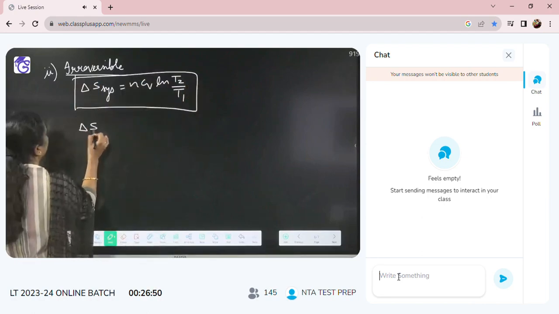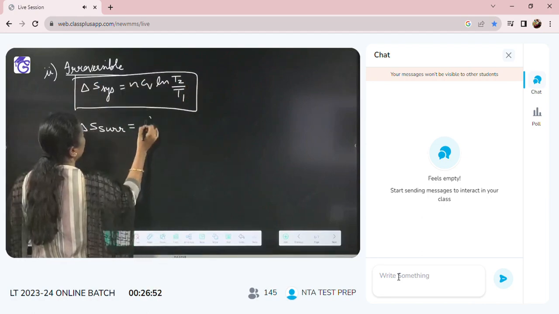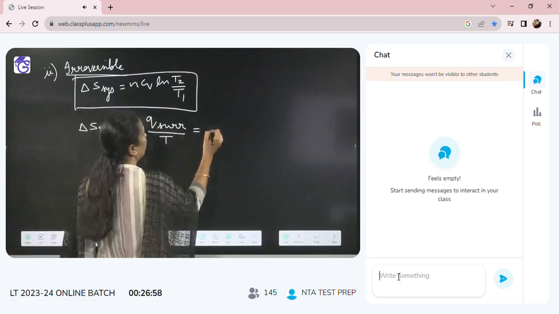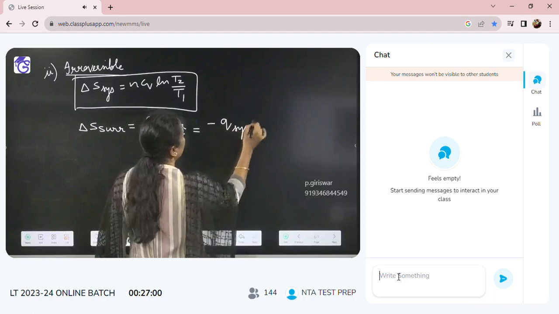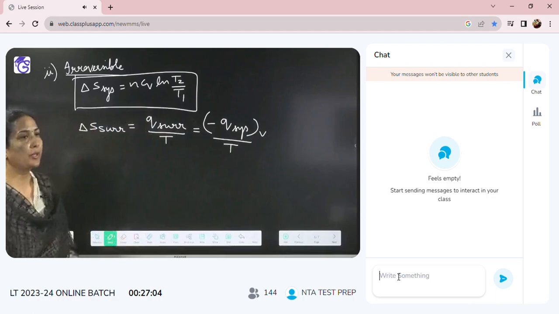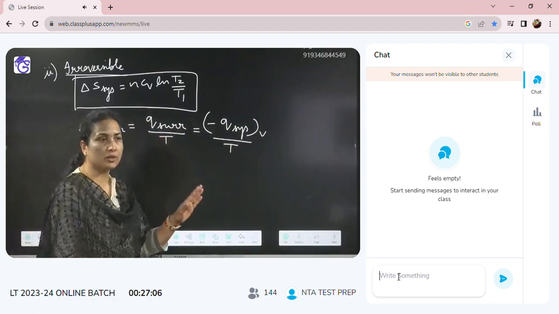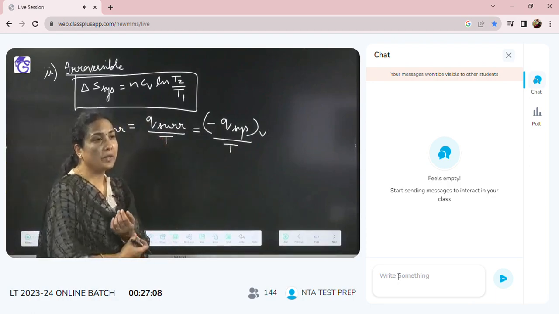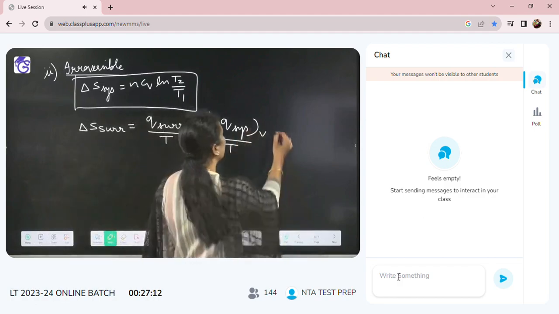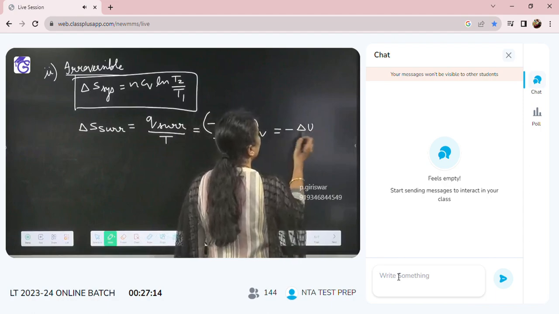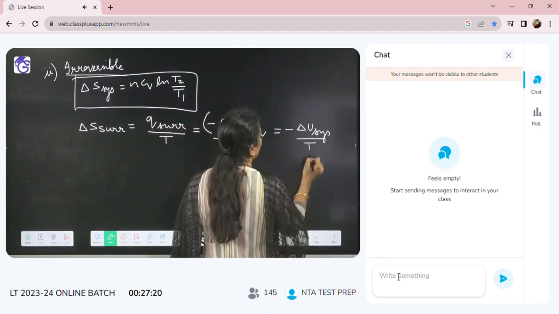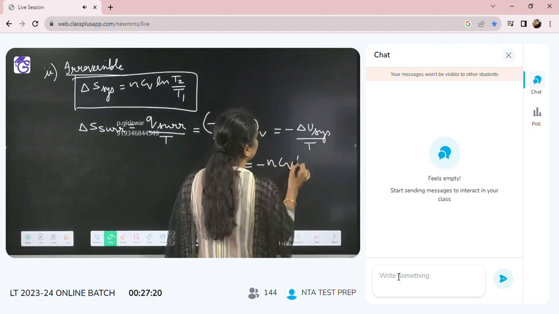And delta S surrounding this time is going to be again Q surrounding upon temperature of the surrounding, divided by minus Q system, but this time at constant volume, right? Hopefully you are able to follow why I'm writing minus Q system, because whatever surrounding might have gained, that system might have lost. And heat exchange at constant volume is known as what? Minus, this one will be delta U, right? So I'll be writing delta U for the system upon T, and I'll be writing minus NCV delta T upon T.